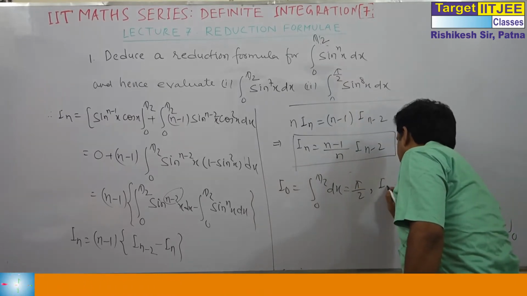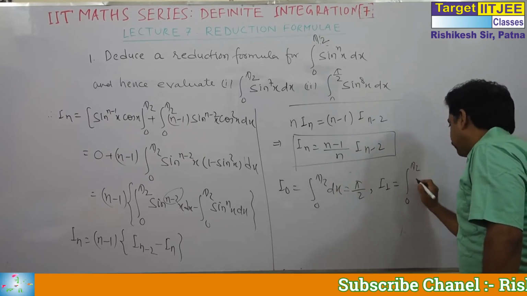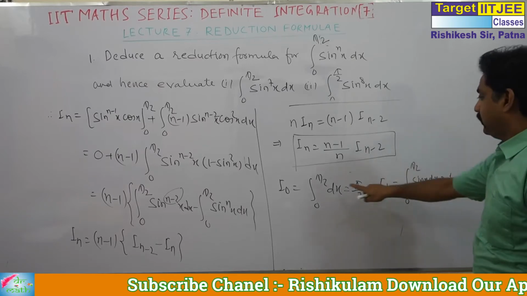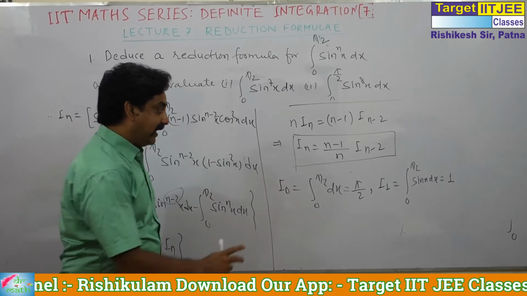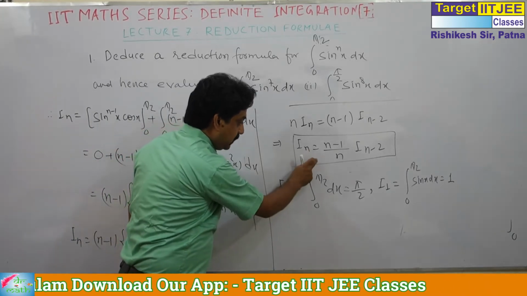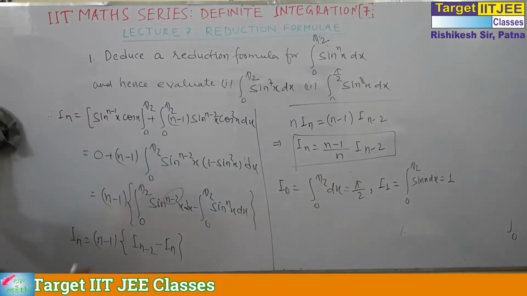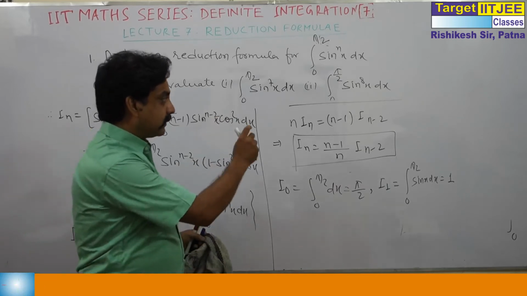And what is I_1? I_1 is the integral from 0 to pi by 2 of sin x dx. This is 1. So we have I_0 and I_1. Actually, to solve the question, we have to learn these two. With this, we also learn this. Now see the second part. This reduction formula, you need not remember, but you have to know the process.